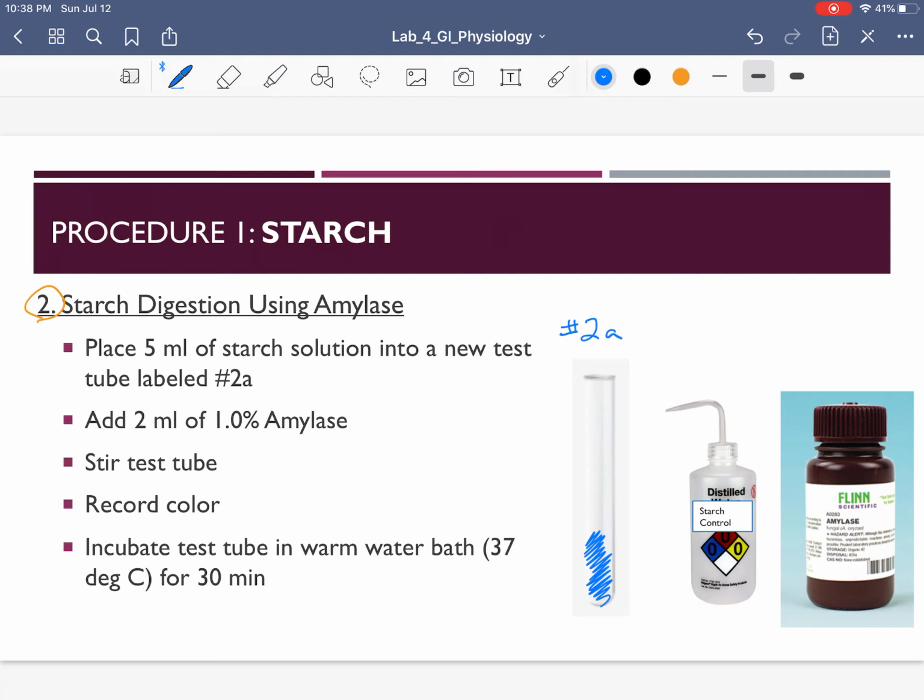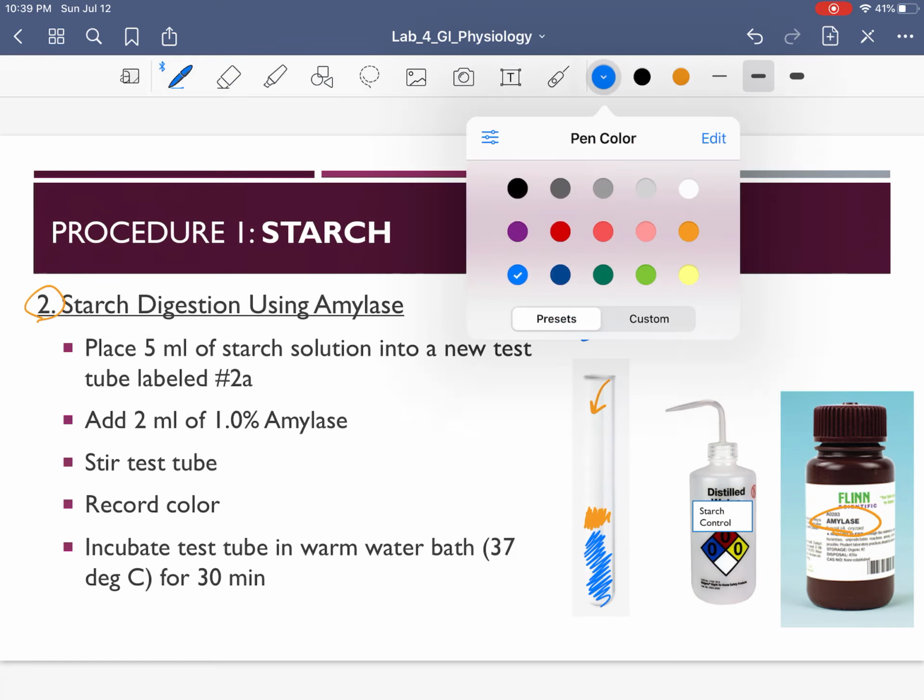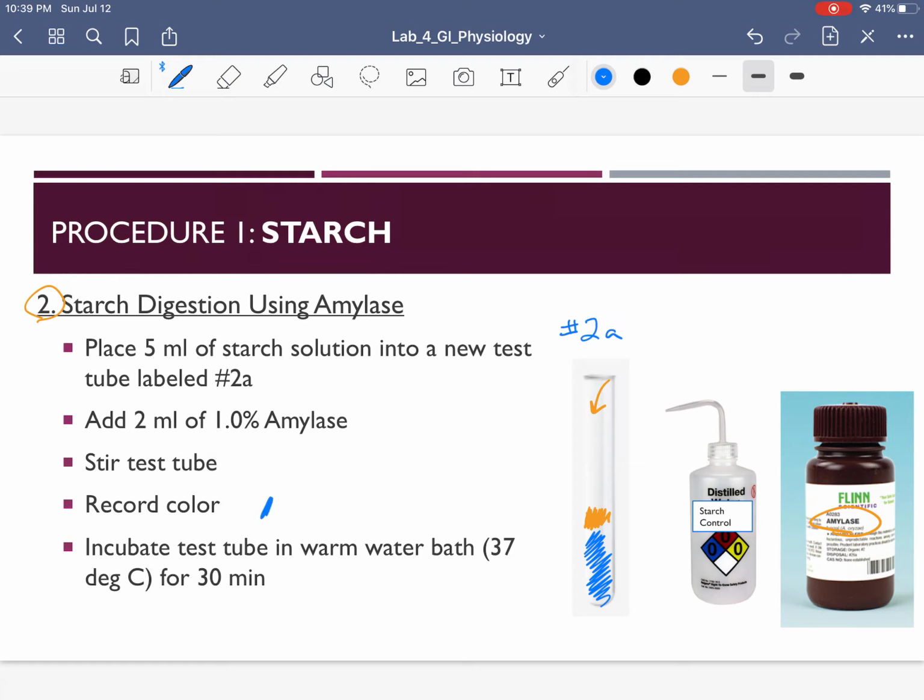We add the starch. And what are we going to add next? The enzyme. What is the enzyme for starch? Amylase. So now I'm going to add 2 mils of amylase. So we take the starch plus the enzyme. We would stir the test tube and we would record this initial color. Just so you know, the initial color of this test tube is still going to be kind of a light blue. The initial color is going to be a light blue. Okay, so we have the starch plus the enzyme.